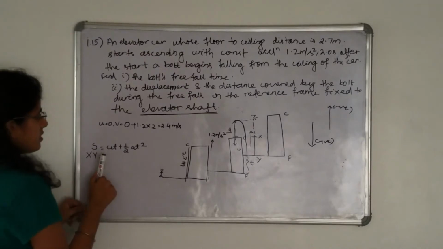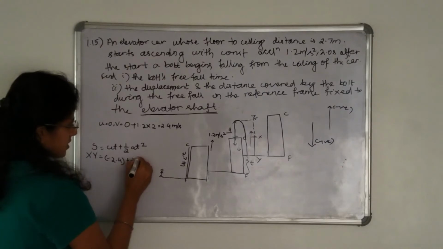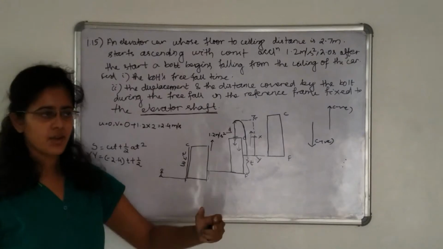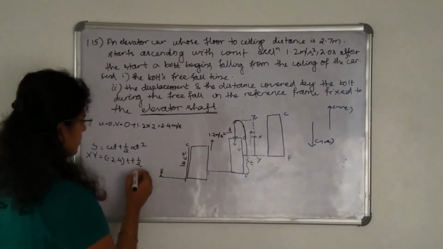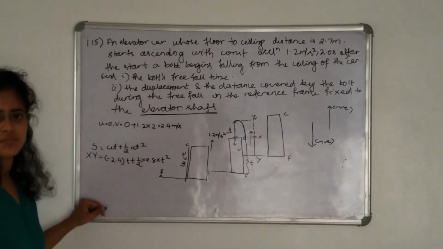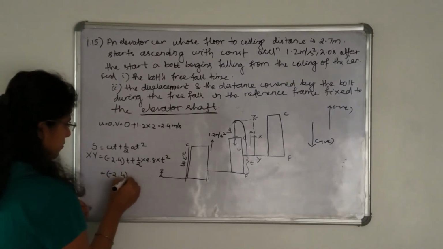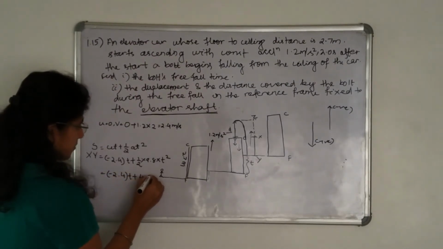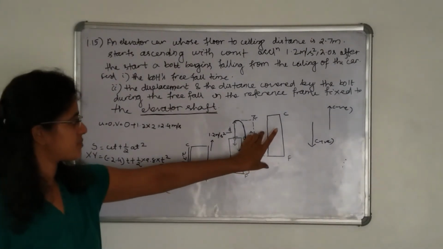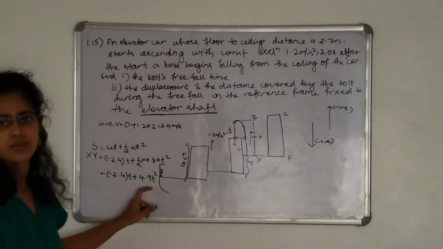So ut is minus 2.4 into t, plus half a. A is how much for the bolt? A is in this direction, that is gravity, which is pulling the bolt downward: 9.8 into t square. So this is minus 2.4t plus 4.9t square. So XY, that is the displacement of the bolt, is minus 2.4t plus 4.9t square.